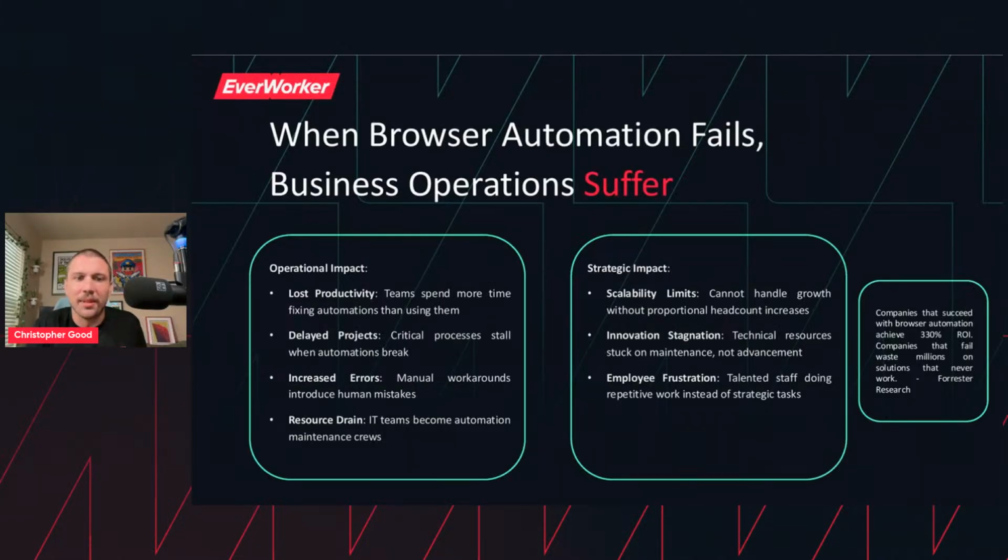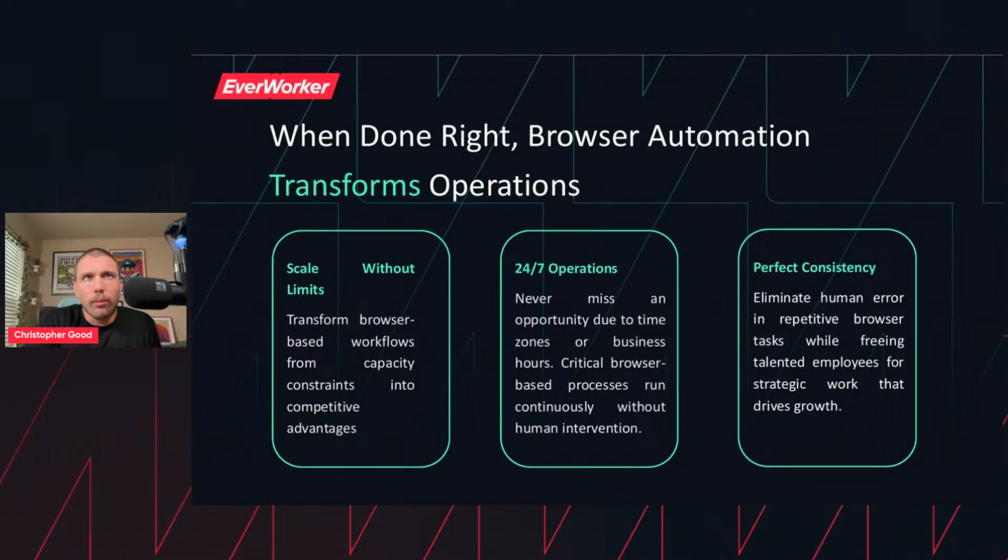So the bottom line from Forrester research is that companies that succeed with browser automation achieve a 330% ROI over 3 years. But companies that fail, which is most of them, waste millions or thousands on solutions that never deliver business value. So the difference here isn't in the use case or the business need, it's in the approach. So what does success look like?